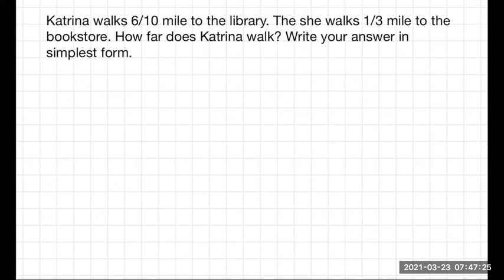Katrina walks 6/10 of a mile to the library. Then she walks 1/3 of a mile to the bookstore. How far does Katrina walk? Write your answer in simplest form.